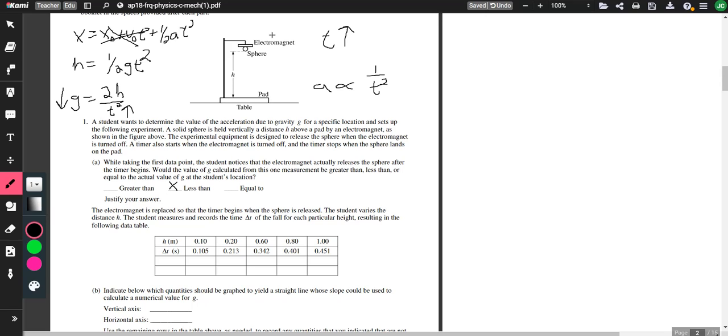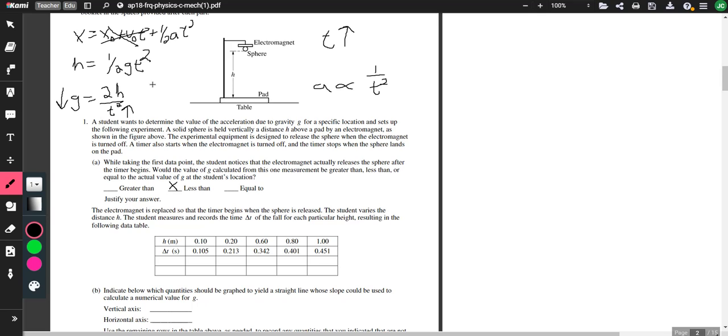All right. Now, for part B, they want us to figure out a way to get a straight line. So this actually goes back to this equation that I have. This is a really common question that they like asking. You need to know how to linearize data. A lot of times they'll give you data, and if you were to graph it the way they provide it, it won't give you a straight line.